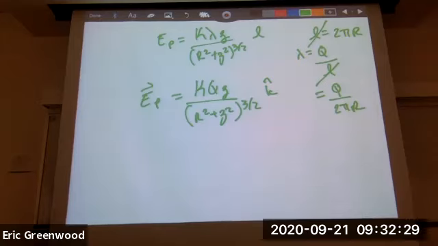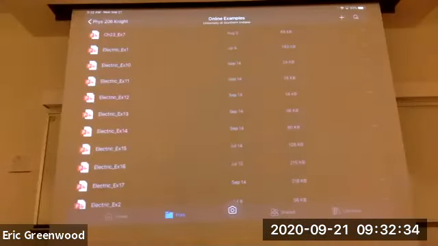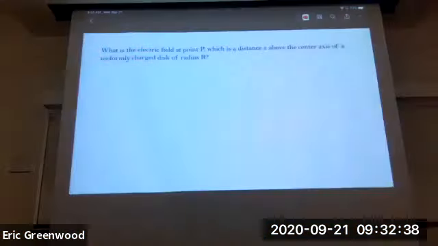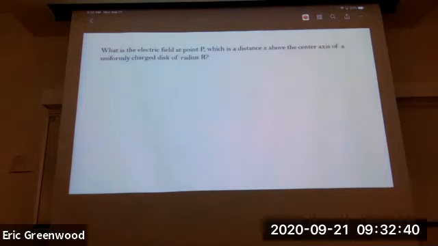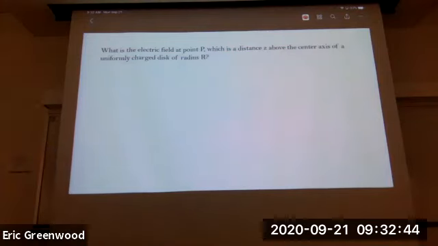Let's do a harder one. So the next one says, what is the electric field at a point P, a distance z above the center of a uniformly charged disk? So last time we looked at a ring, this time we're going to look at a total disk. What's the electric field in this case?